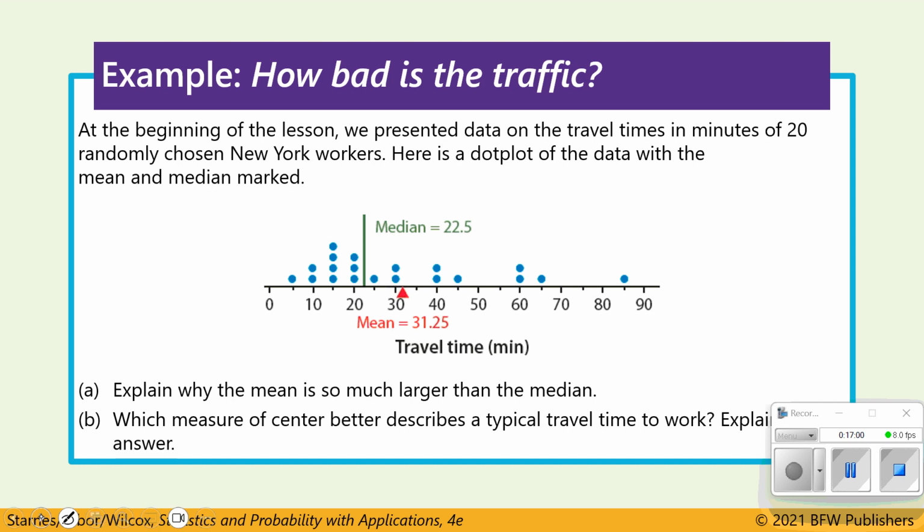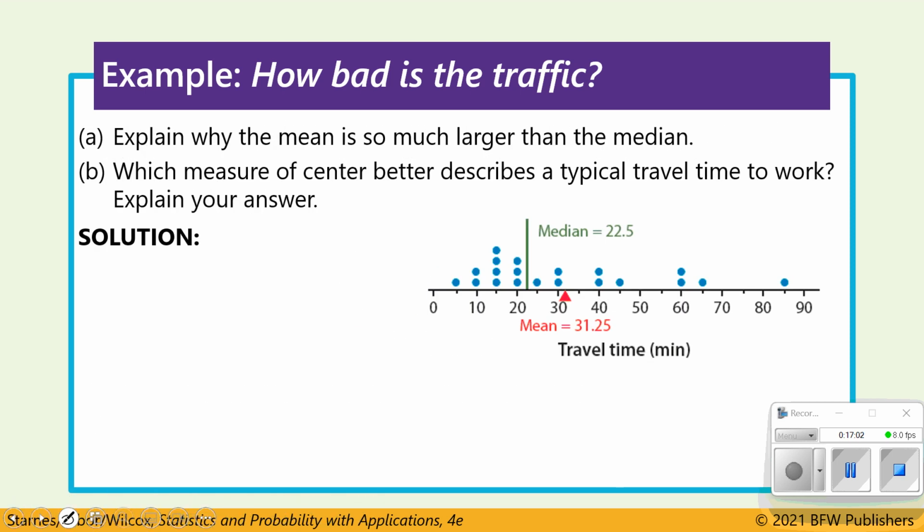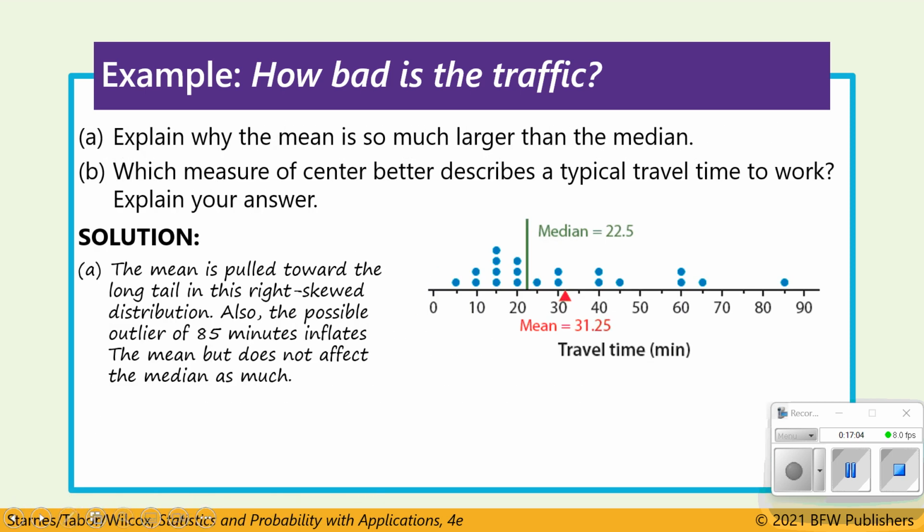Well, hopefully you said that it's because it was right skewed and the mean was getting pulled to the right. So the mean was moved to the right. Also, we had a possible outlier here around 85. And so the mean definitely would be affected by an outlier. The median, not affected by an outlier. Mean, always going to be affected by an outlier.